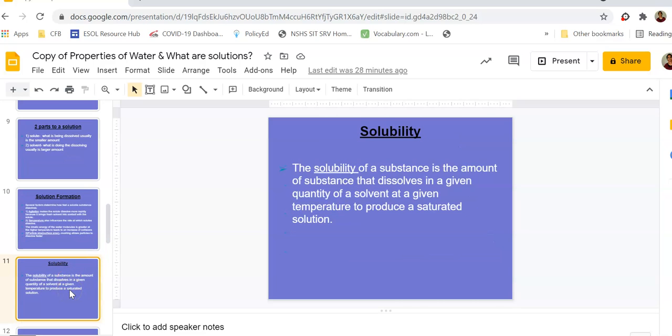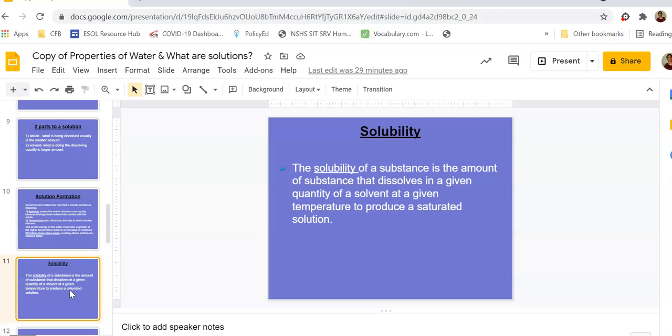And then we have this idea of solubility. So the solubility of the substance is the amount of substance that dissolves in a given quantity of solvent at a given temperature. And so if you try to dissolve some more, it will fall out of solution, meaning it won't dissolve. It will just sit as a powder at the corner, or it will just sink down to the bottom and sit like a powder. So solubility of a substance is how much of it can you dissolve. And the more that you dissolve, the more soluble it is. The less that you can dissolve, the less soluble it is.